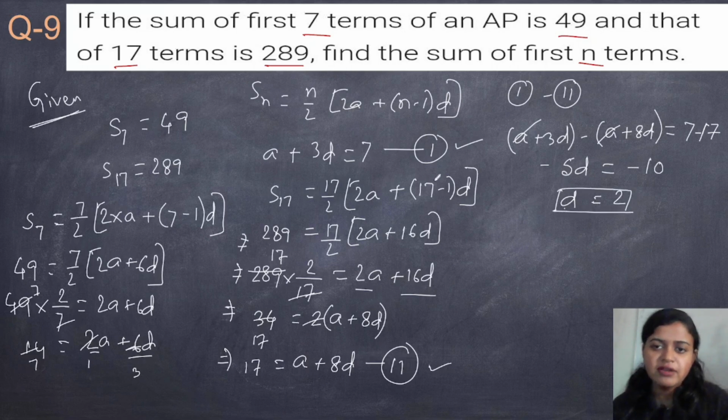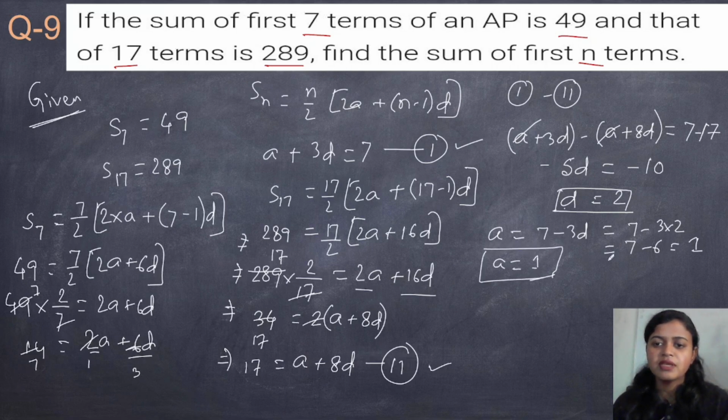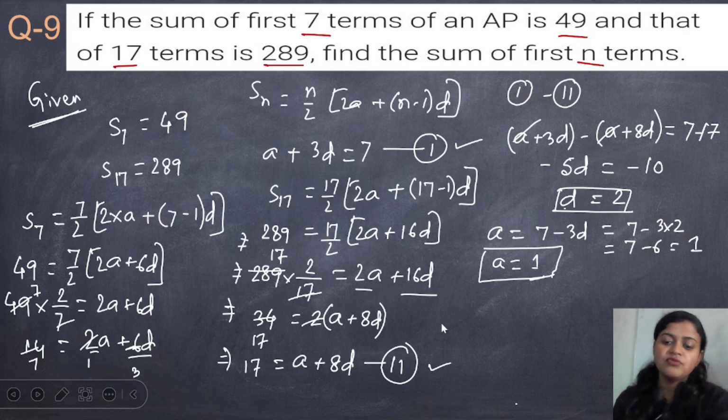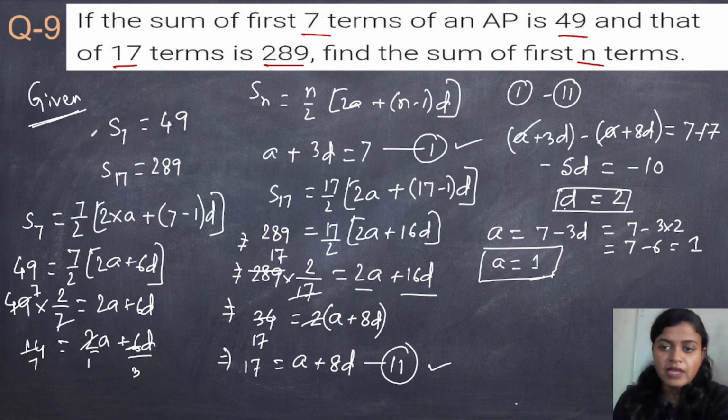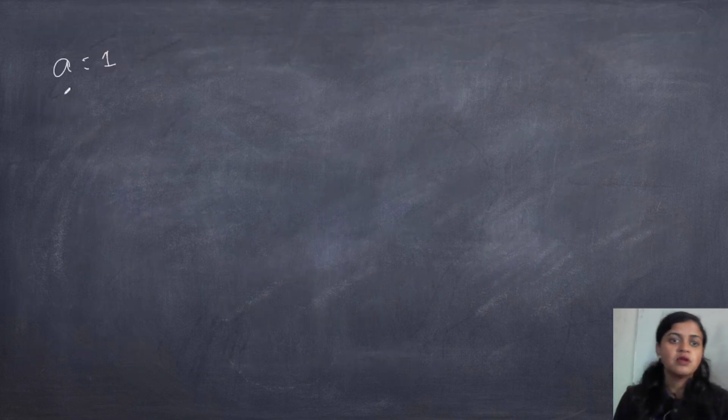Now find the value of a. If we put the value of d in equation number 1, we get the value of a. So a equals 7 minus 3d, that is 7 minus 3 into 2, that is 7 minus 6, that is 1. So the value of a is 1 and the value of d is 2. Now we have to find the value of Sn.